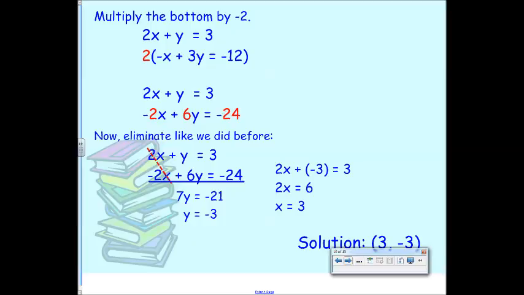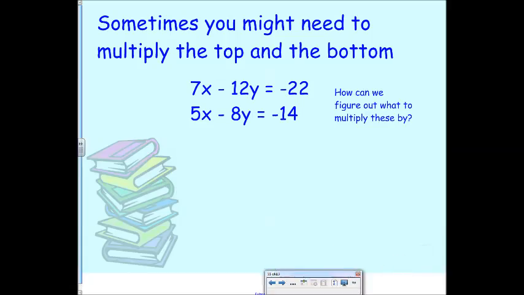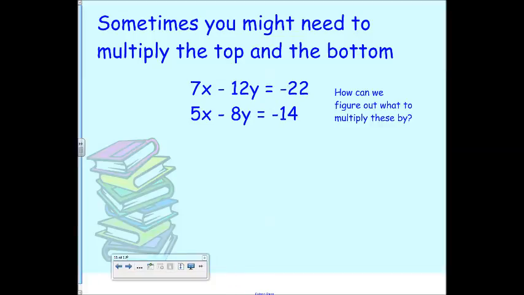Okay, sometimes you can't just multiply one of them. So looking at this one right here, how can I figure out a way that I could eliminate something? Because right now, I don't see anything that I can eliminate. What do you think?